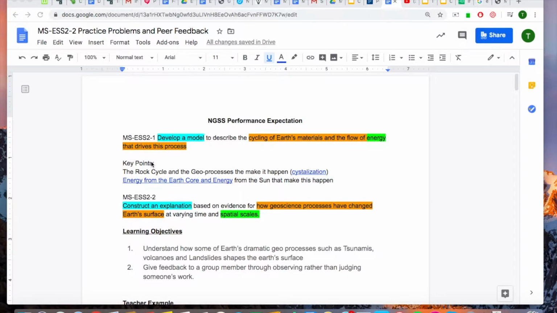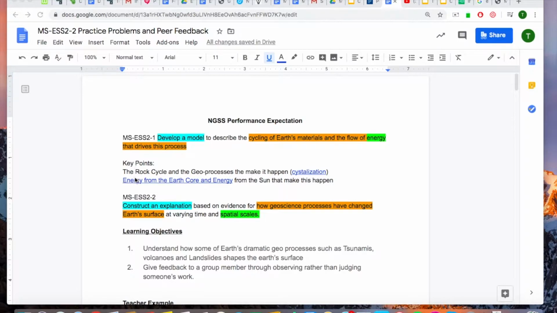Okay, so some of the key points to ESS 2.1 is the rock cycle, and the rock cycle happens because of the geoprocesses. And the first Nearpod, I think, kind of outlined that way back on March 6th and 7th. One geoprocess that we haven't really talked about is crystallization, which is super important to form igneous rock. So please click on this to check that out. There's also an experiment that you could do with a few household materials, and you could check out the experiment to show how crystallization happens.